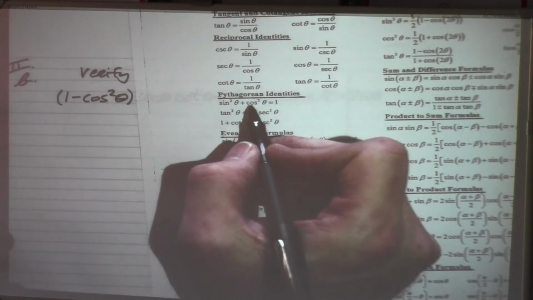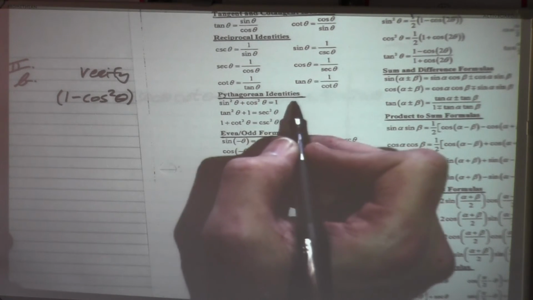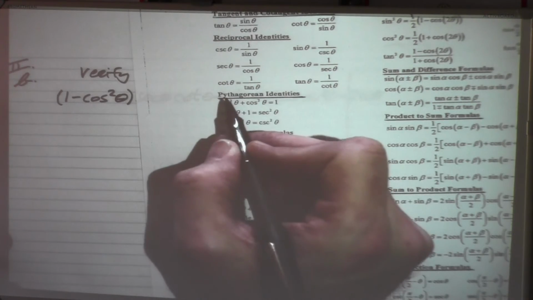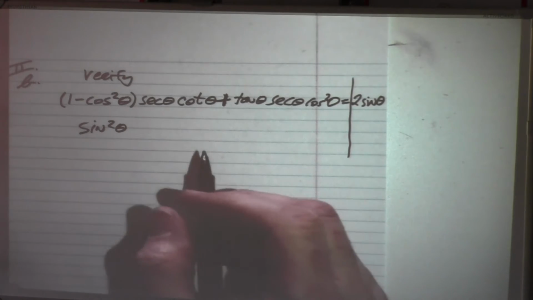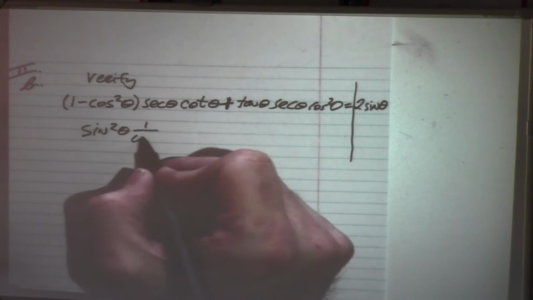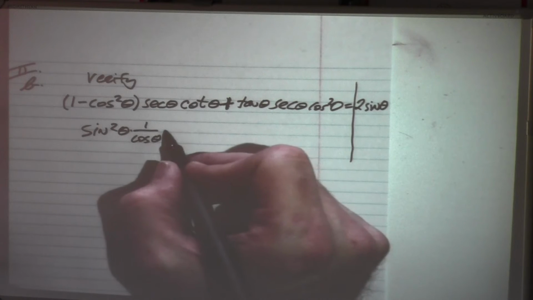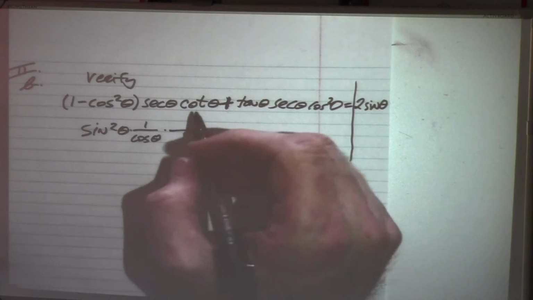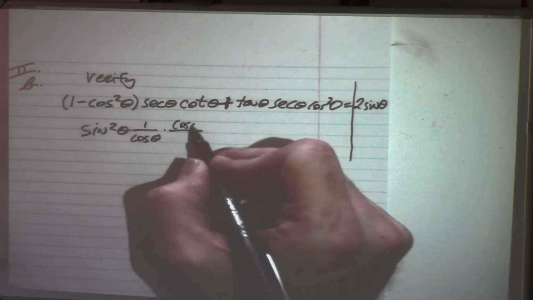Because here, if I subtract cosine squared theta from this side and bring it over here, I get 1 minus cosine squared theta, and that's the same as sine squared theta. So I will start right off by changing that to sine squared theta. Secant of theta is the same as 1 over cosine theta. Cotangent, these are like multiplying in between. You don't have to show the dots, but you can. Cotangent is cosine over sine.